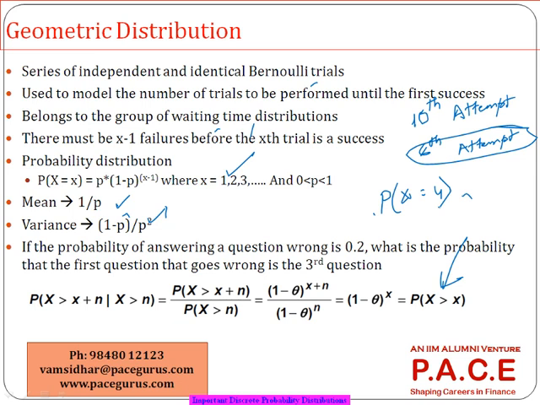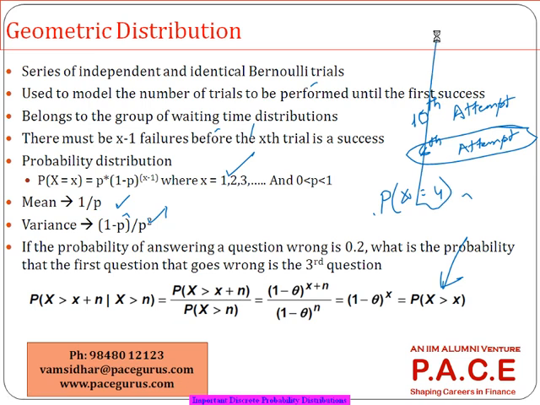Right? So you apply the formula, finding out what is the chance of getting success in the 4th attempt itself. Right? This is one important rule we have to remember as far as the geometric distribution is concerned, because they are independent and identically distributed trials.